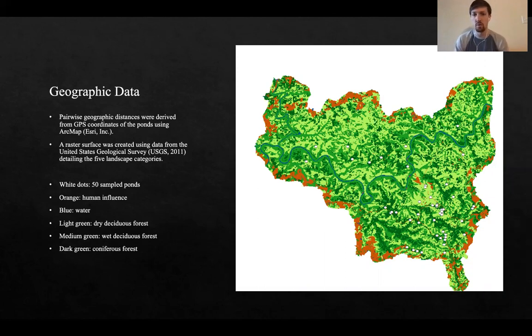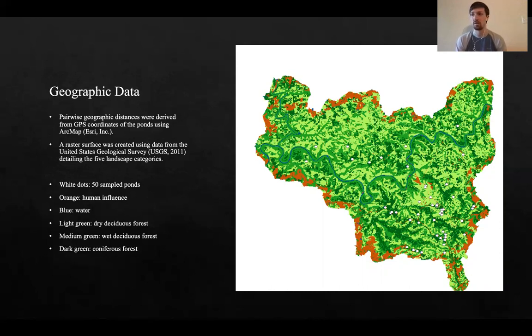You can see that there are 50 white dots scattered throughout the map, and that represents the 50 sample ponds. The orange on the map represents areas of human influence. The blue represents the water, the aquatic environment. The light green represents the dry deciduous forest. The medium green represents the wet deciduous forest, and the dark green represents the coniferous forest environment.